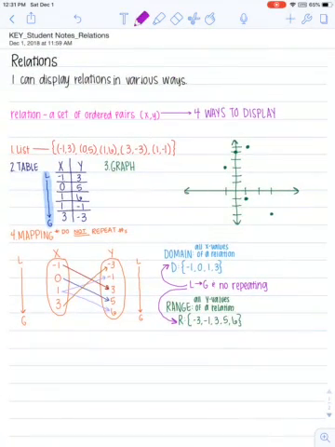So those are our 4 ways to display. We have our list, our table, our graph, and mapping. So we are going to practice this in class tomorrow. Please make sure your notes look like mine. And then you're going to place these notes in your Unit 4 section of your binder, and we will do practice with this concept tomorrow in class.